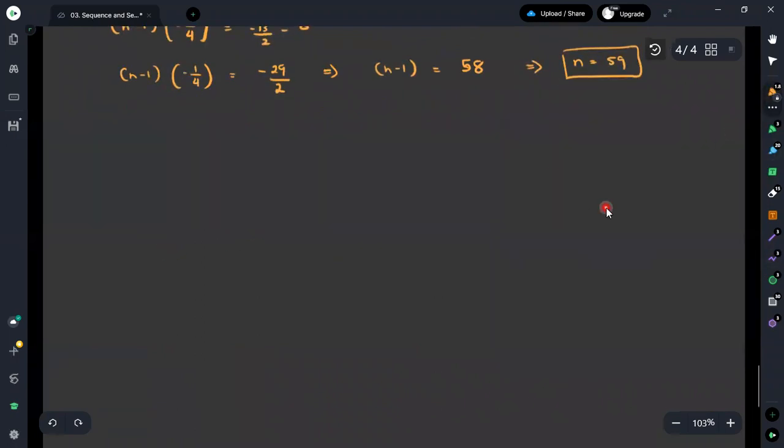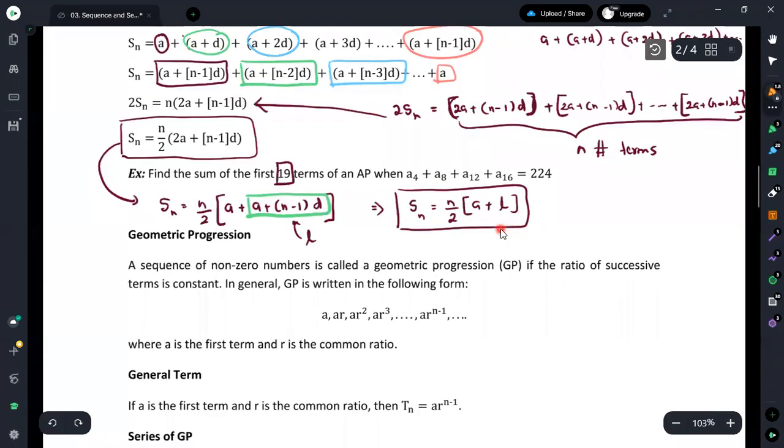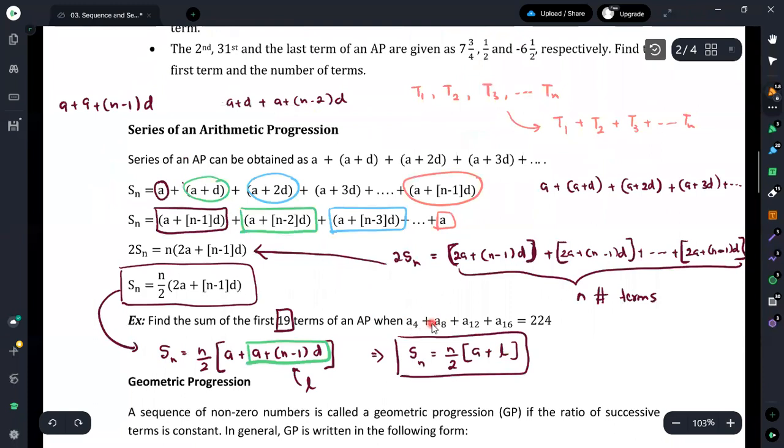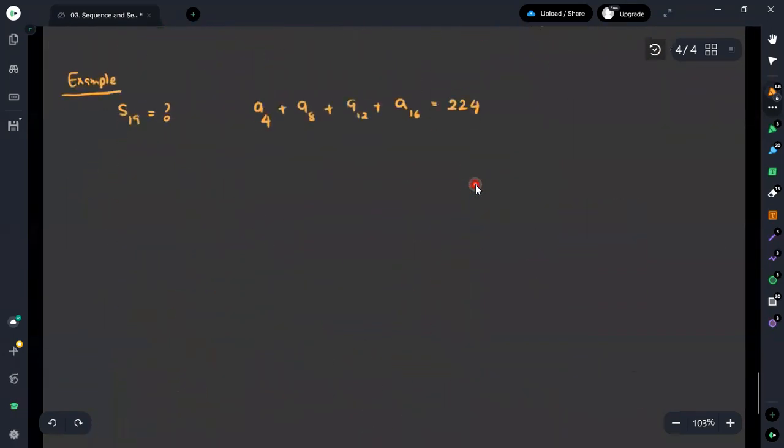Okay, now if you write down the next example, we are asked to calculate the summation of the first 19 terms. This is what we need to calculate, and they have given us the information that the fourth term plus eighth term plus 12th term plus 16th term is equal to 224. This is what we know according to the information given. A4, A8, A12, A16: the summation of these four terms is equal to 224.